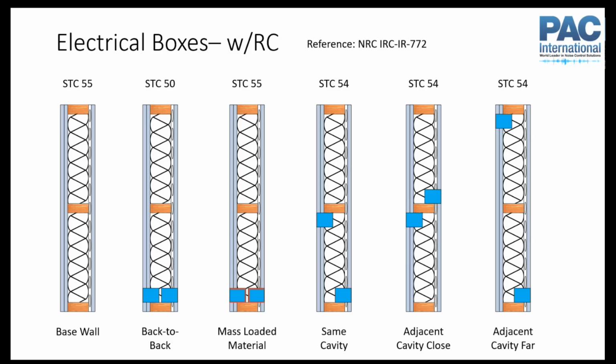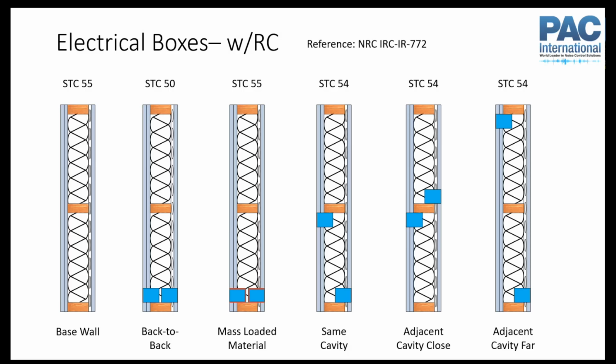Now, that still meets your code minimum, but that is not taking into account any other gaps and also assuming that the resilient channel is installed perfectly and all these kinds of things, right? So for that second wall from the left, odds are, built in the real world, it's not going to actually meet the code minimums. So there's a lot of risk associated with that wall, just because we have these 2 back-to-back outlets.